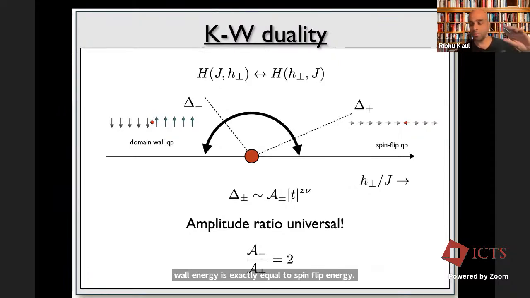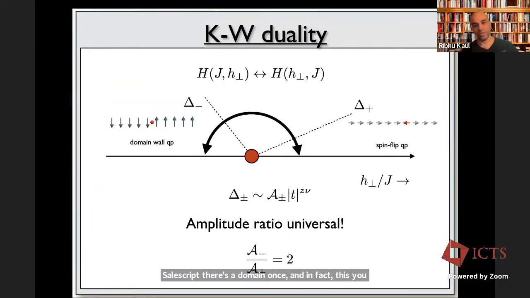Because the experiment always creates pairs of domain walls, if I actually look in an experiment and try to probe it, I'll find that the domain wall excitations come at twice the energy of a spin flip quasi-particle. So I always create pairs of domain walls. And in fact, this, you can argue, is a universal amplitude ratio.